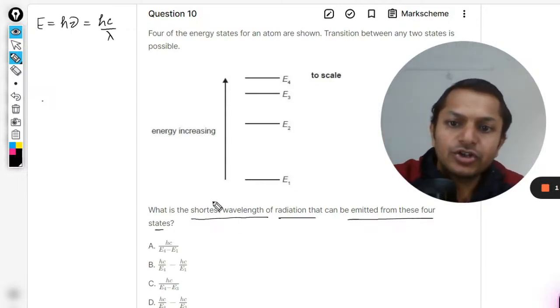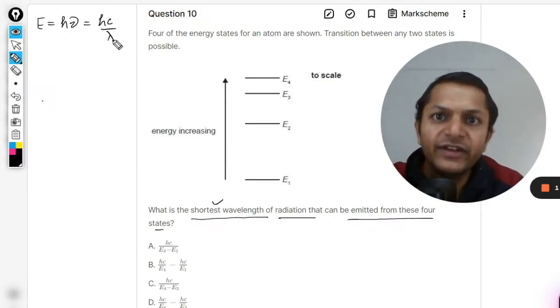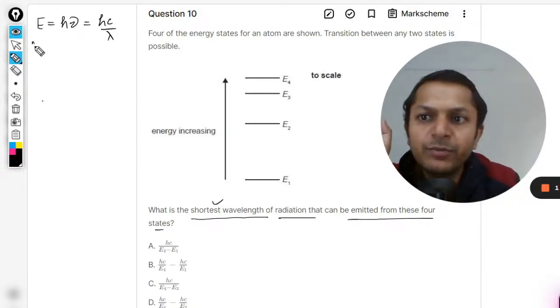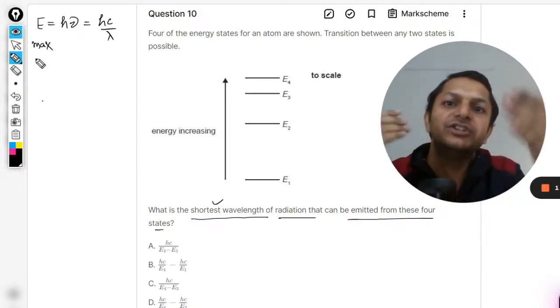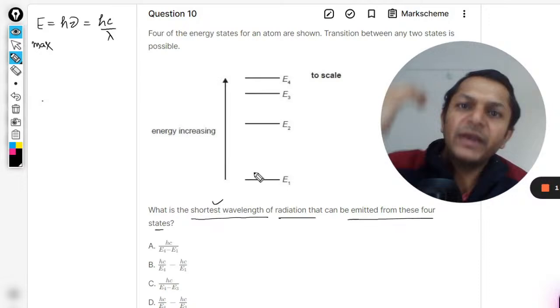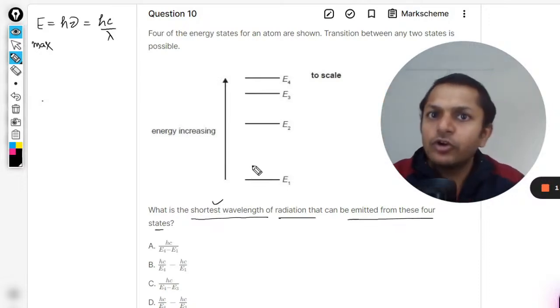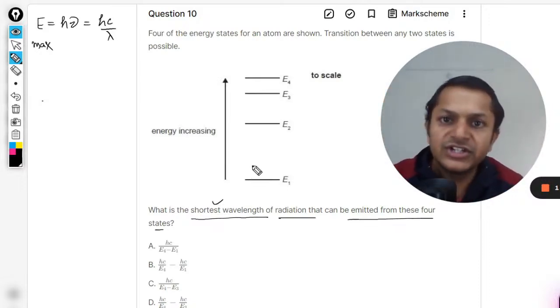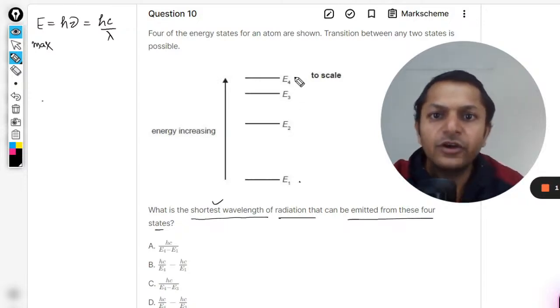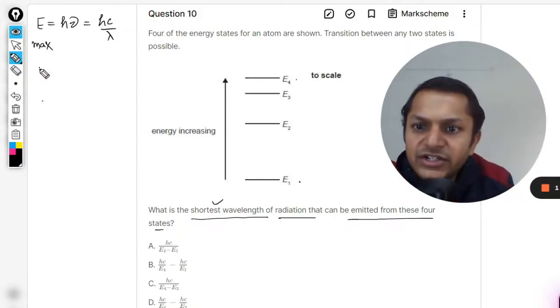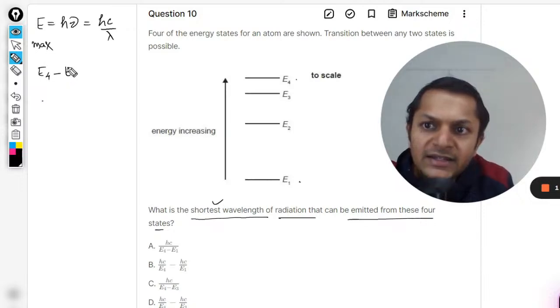Now they're talking about the shortest wavelength. Shortest wavelength means the maximum amount of energy possible. So for maximum energy, obviously the biggest transition has to take place, because we want the maximum amount of energy change. So that is from E1 to E4 clearly. So the change in energy should be E4 minus E1.